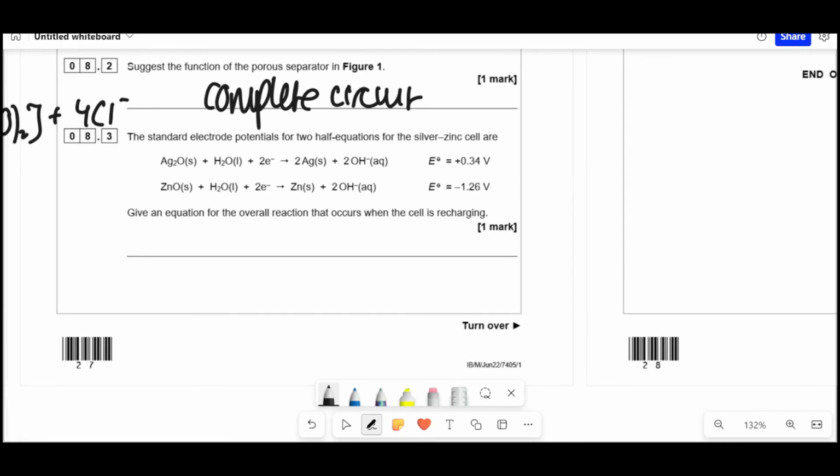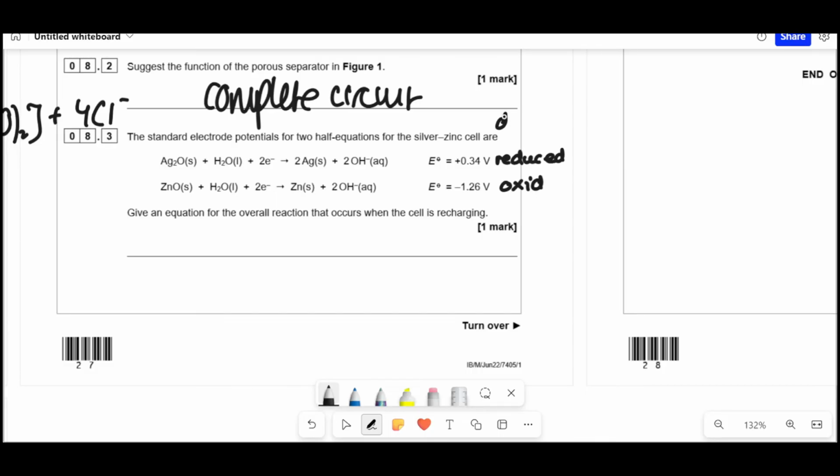Give an equation for the overall reaction when the cell is recharged. The number of times people get caught out by this is just wild, because they don't know what they're doing in the following routines. So ordinarily, in a normal scenario, you would think, oh, well, that's being oxidized. This one must be reduced.